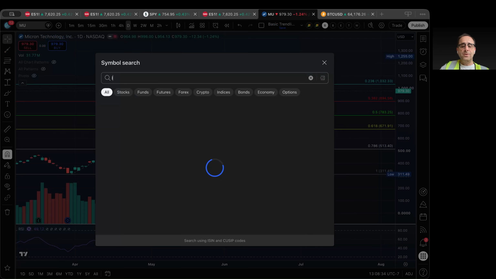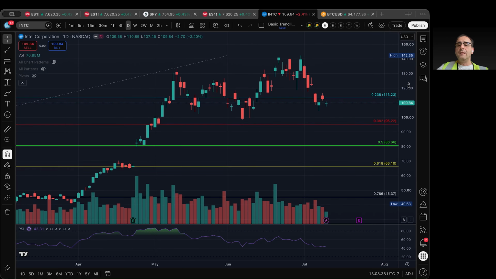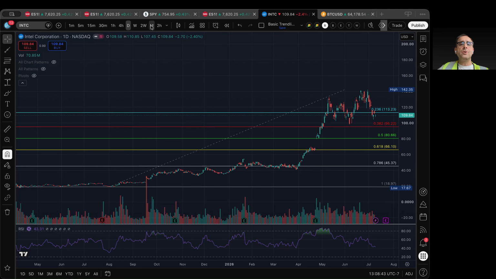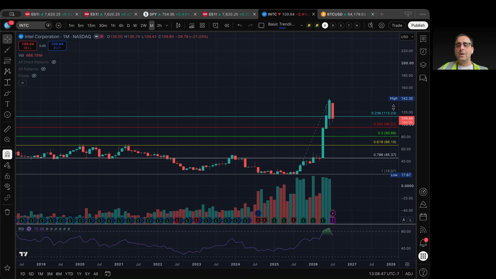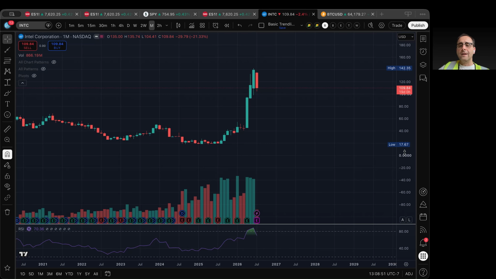Okay, let's move on to Intel. I'm going to give you the Intel on Intel. So let me show you what the rationale behind this Fibonacci was. Okay. In fact, let me delete it and I'll show you what I'm thinking here.